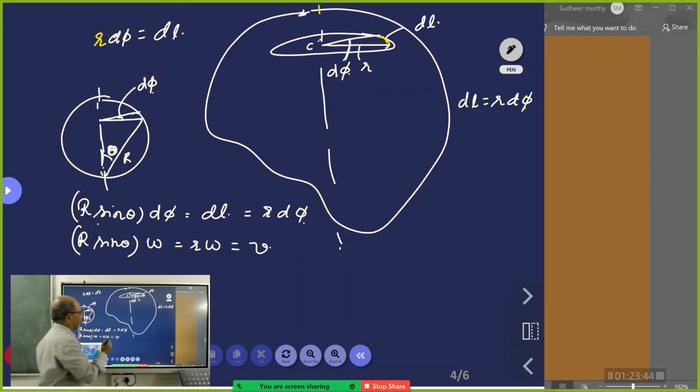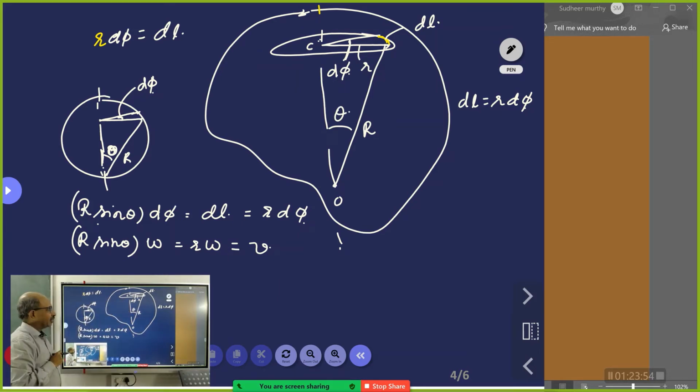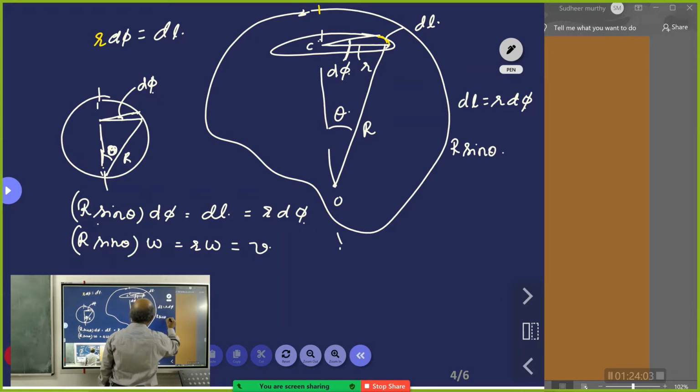No, sir. Now I will take this point as O, and this line as r, and this angle I will take as theta. Any problem? Now, therefore, you see r sine theta. What is r sine theta? This is smaller. And now, what is dl? So I will differentiate. I'll write it by delta t and take the limit as delta t tends to 0. So I can write this equation as v is equal to r into omega.